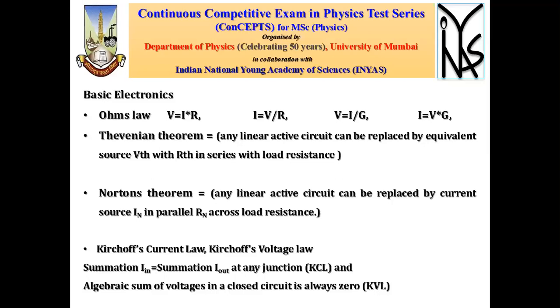So you can have a linear combination of resistor and power supply network connected to the load, which can be replaced by this thing. This is the old Thevenin theorem that we learned. Additionally, there is a Norton theorem, which also uses Ohm's law and tells that any linear active circuit can be replaced by a current source IN in parallel with RN across the load resistance.